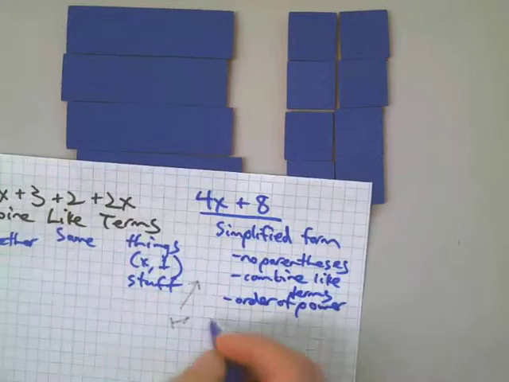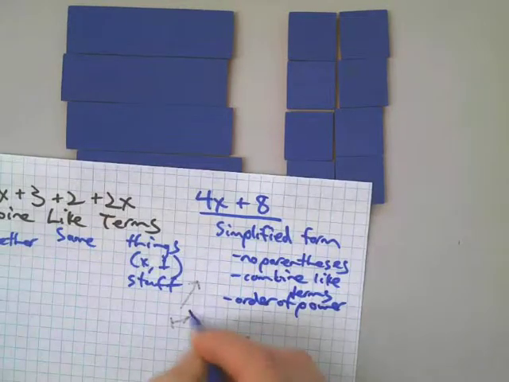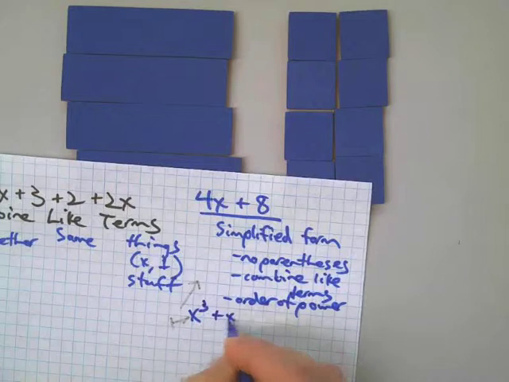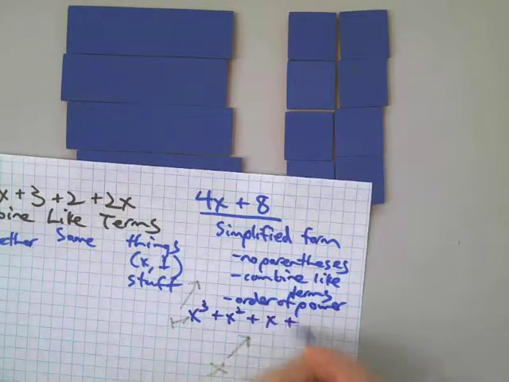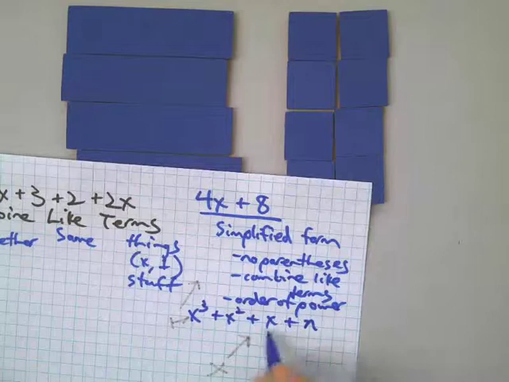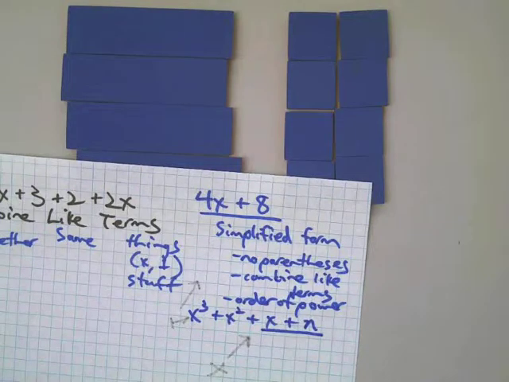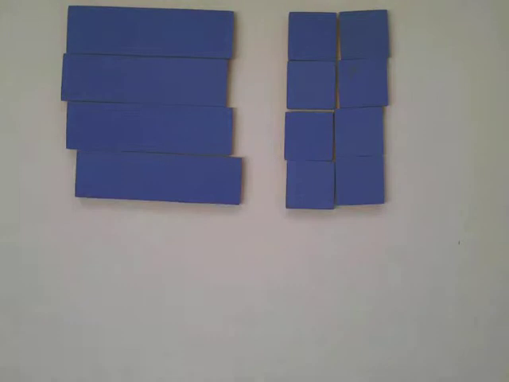Order of power simply means, in order of exponents. So I would have my 3's, my 2's, my 1's, and my numbers. In this case, I just have my 1's and my numbers, my first power and my numbers. Okay? So we just keep them in order. That's called simplified form. Let's organize these another way.